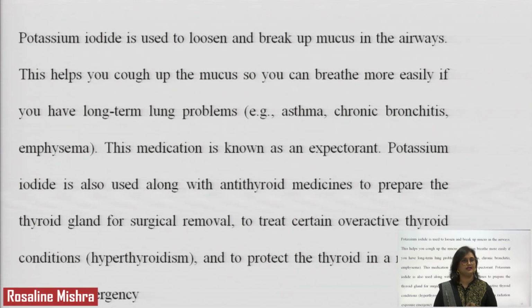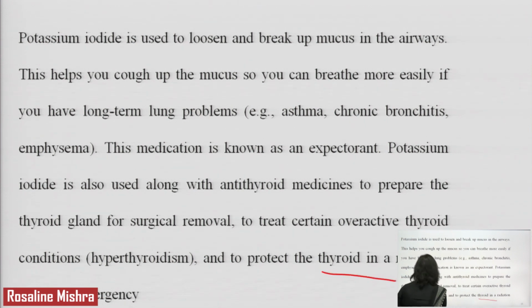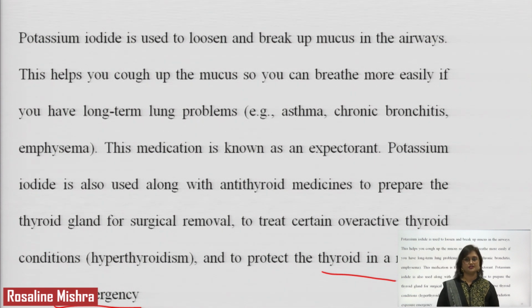Potassium iodide is also used along with anti-thyroid medicines, as we had just discussed, to prepare the thyroid gland for surgical removal, to treat certain overreactive thyroid conditions and to protect the thyroid in a radiation exposure emergency. So these were a few medical uses and chemical uses of potassium iodide.